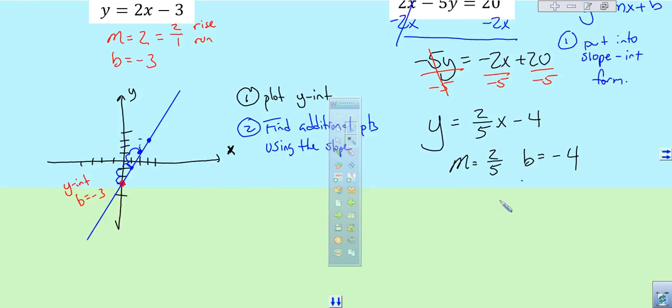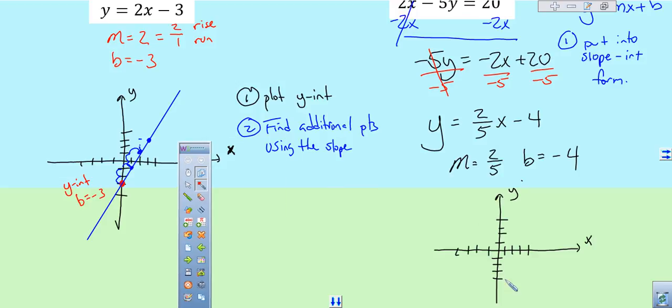So I can come down here and go ahead and draw a quick sketch. So this is my X, this is my Y, 1, 2, 3, 4 in each direction. So I start off, I plot my y-intercept, that's at -4. I find additional points using my slope, so I go up 1, 2, over 1, 2, 3, 4, 5.